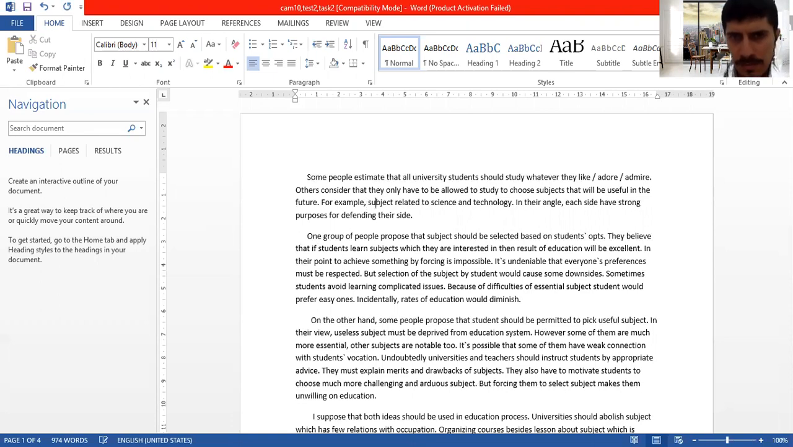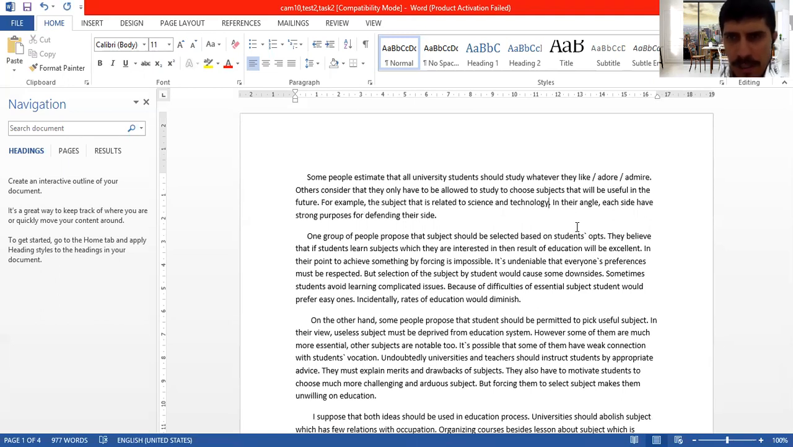"Subjects related to science and technology." Well, what do you mean? What do you want to mean with this? To choose subjects that will be useful. Let's say the subject that is related to science and technology. So what? It's an example of the previous sentence, but as you can remember, generally in the introduction part, we provide only the introductory key. No reason, no example, no supporting detail. All those supporting details should be left to the body paragraphs.